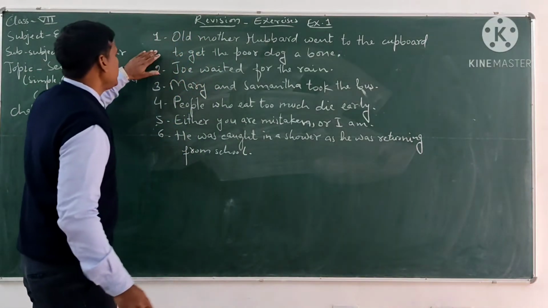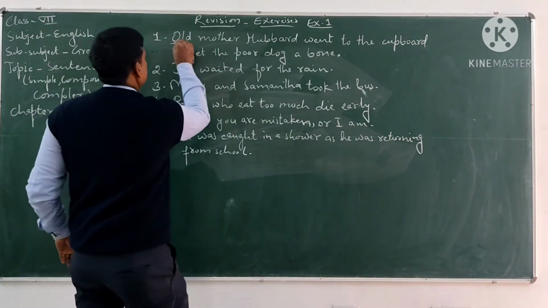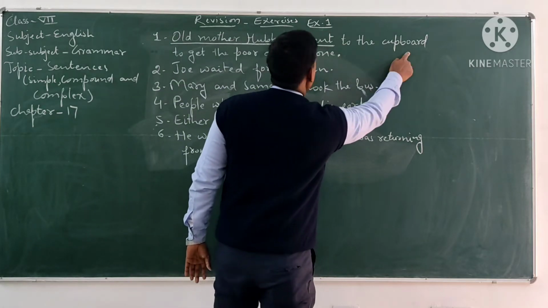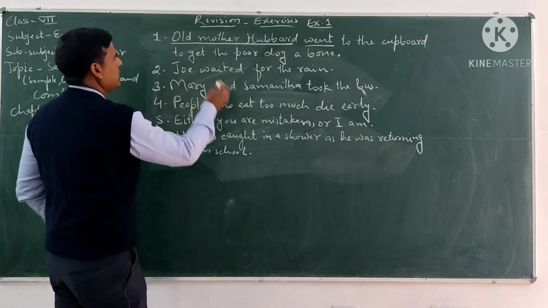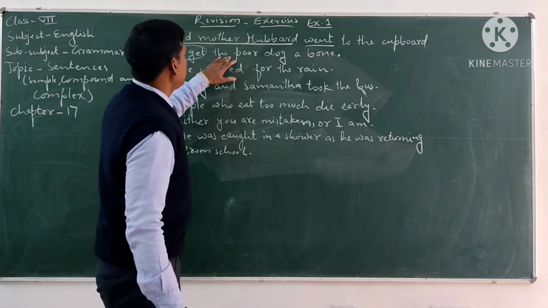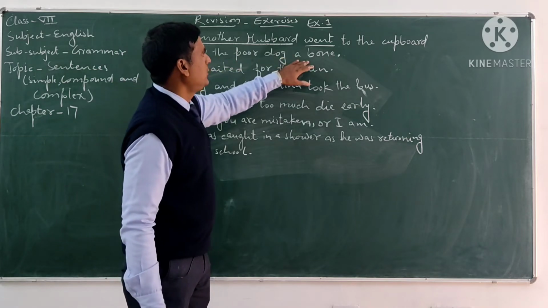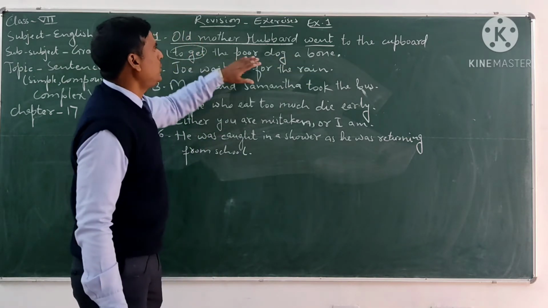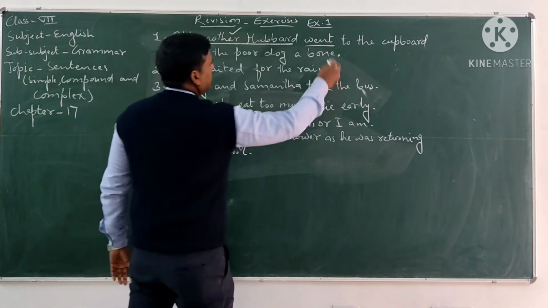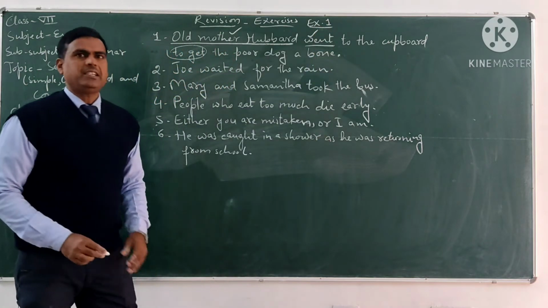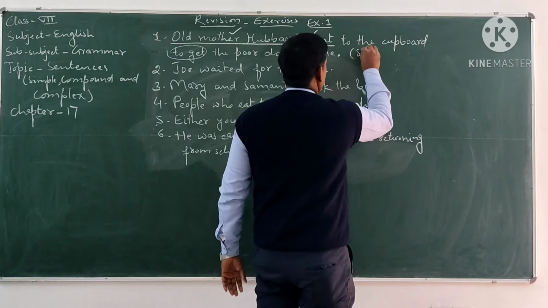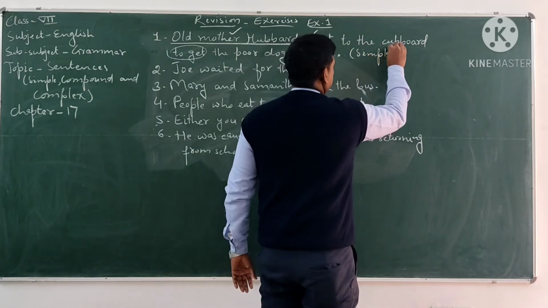So the first sentence is, Old Mother Hubbard is the subject. Went is a finite verb. To get is a non-finite verb. Old Mother Hubbard went to the cupboard to get the poor dog a bone. It means the sentence has only one subject and one finite verb. That's why this sentence is a simple sentence.